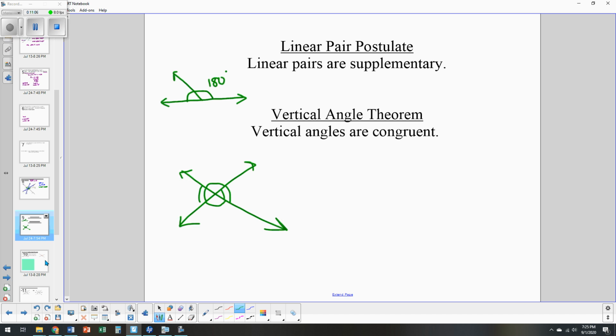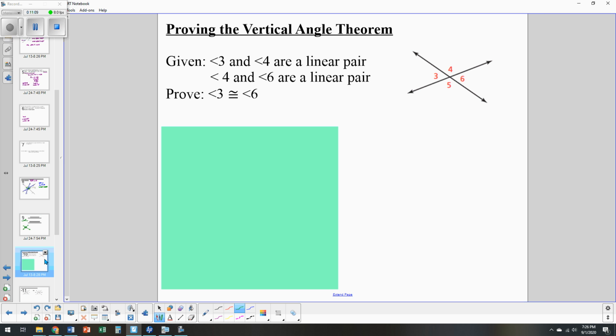And I'm actually going to show you, this is nowhere near formal. We have not learned what proofs are really yet, but this is going to be a super basic version of a proof for the vertical angle theorem. So if we had a diagram and we knew 3 and 4 were a linear pair because they were formed by one straight line, and 4 and 6 are a linear pair because they are formed by one straight line, I will be able to prove that 3 and 6 are in fact congruent.